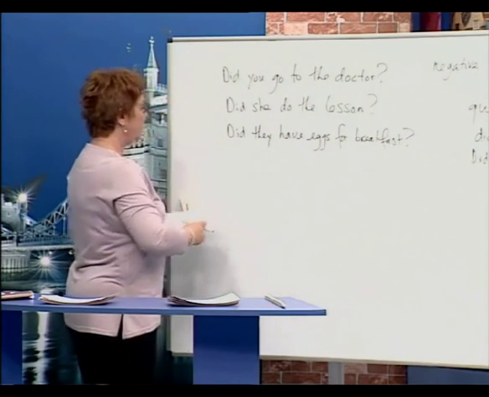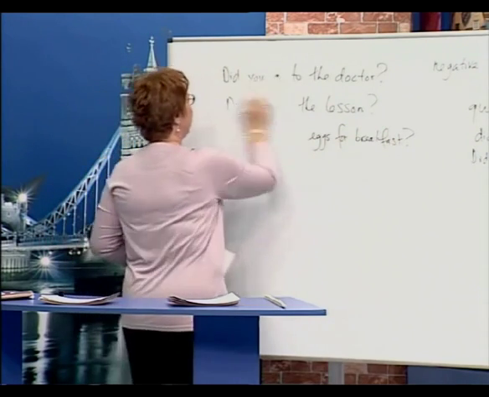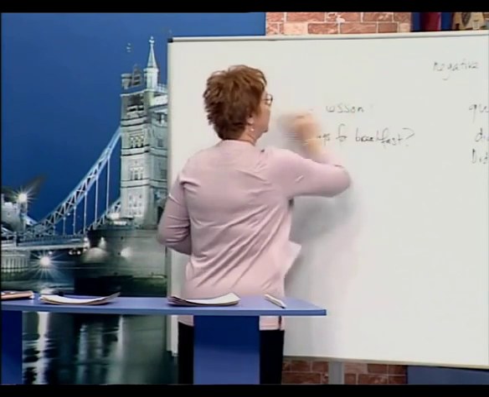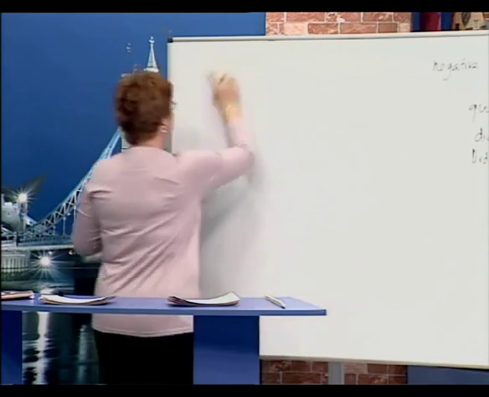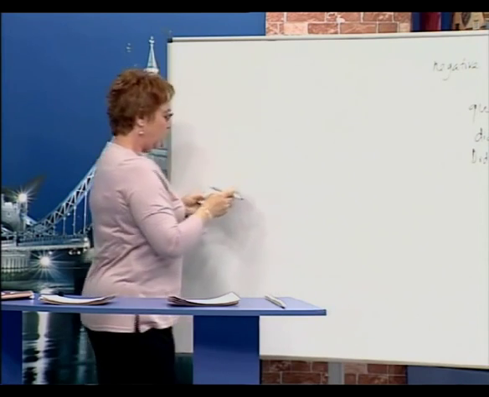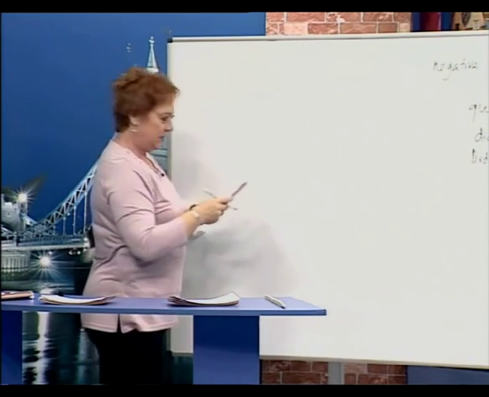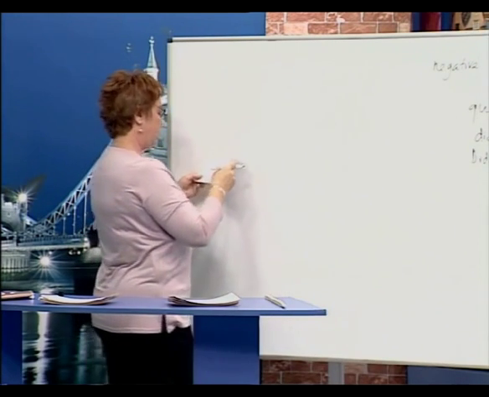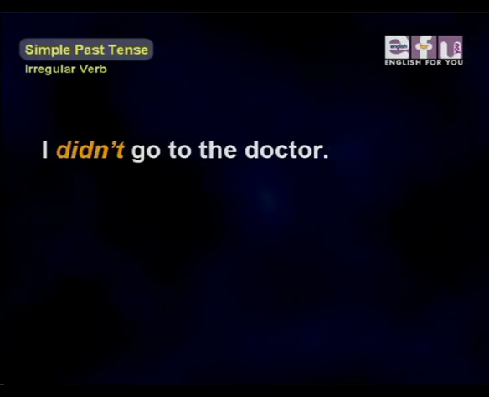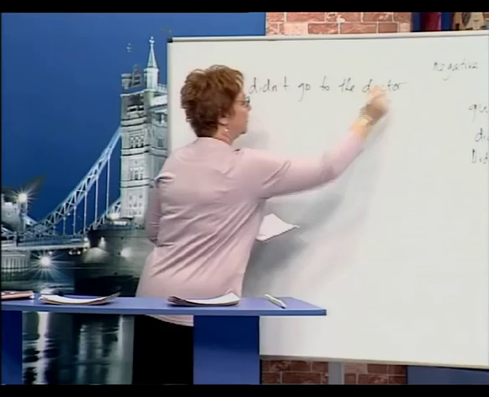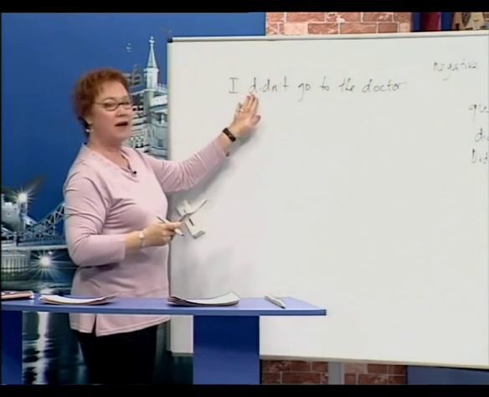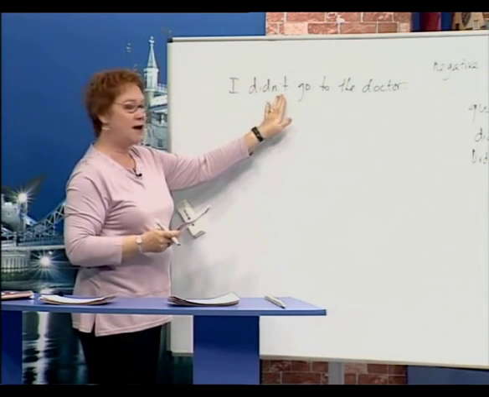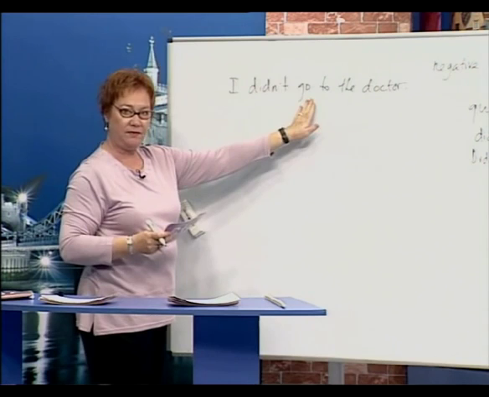Now, let's look at making them negative. We saw this on the screen earlier. So with these, we use didn't or did not. So here we go. I didn't go to the doctor. So again, we have the helping verb, not, and the normal verb.